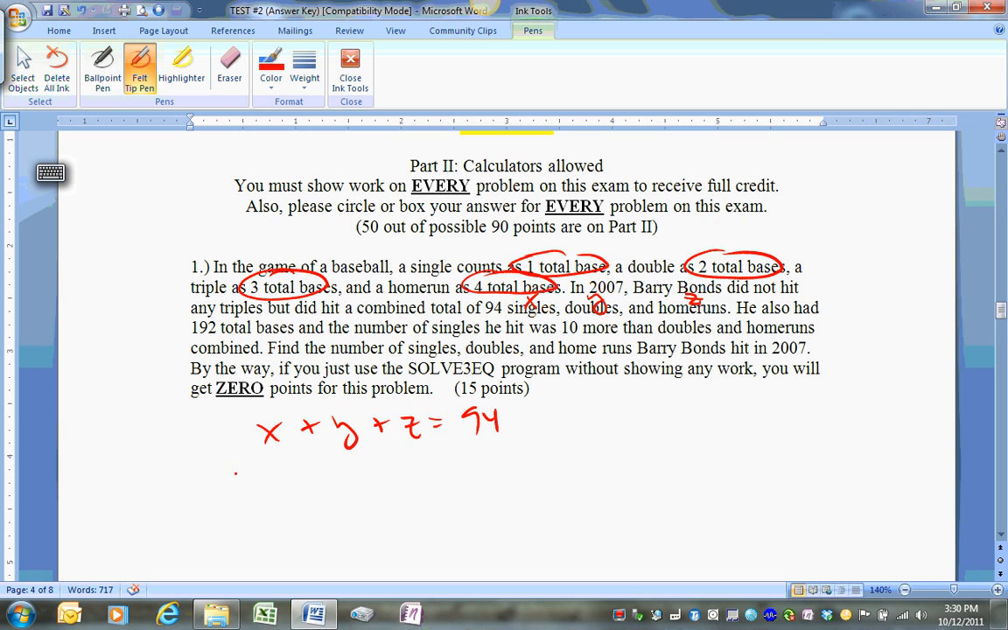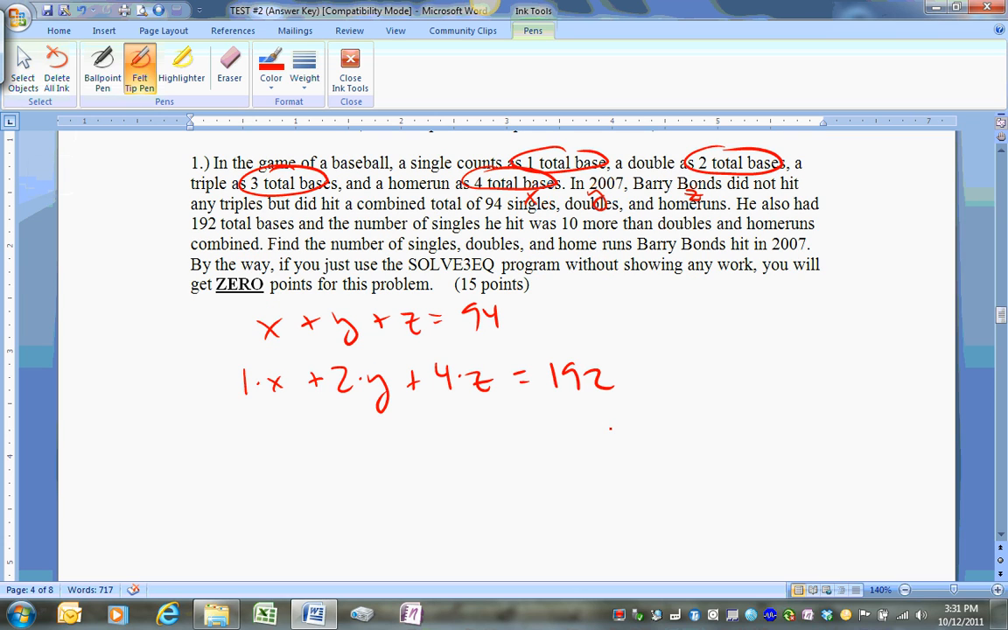He had 192 total bases. Well, each single counts as one total base, you're told that, so it's 1 times X. Each double counts as two total bases, that'll be Y. Each home run counts as four total bases. Home runs are Z, so 4Z. Then you're told the number of singles is 10 more than doubles and home runs combined. So singles, that's X, equals 10 more than that.